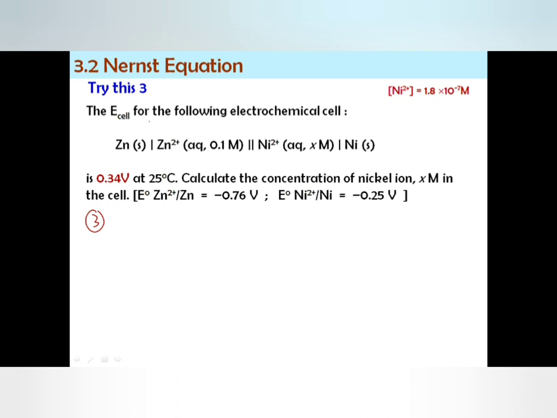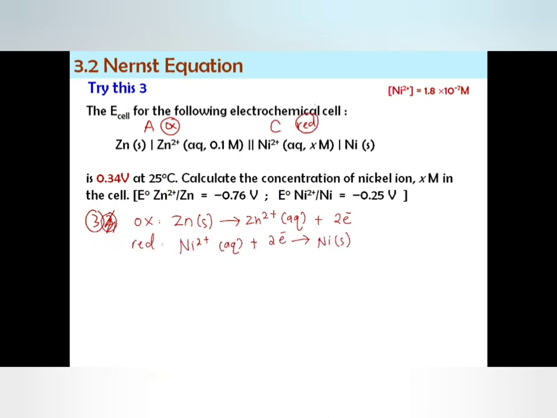So, this is anode akan berlaku oxidation. So, ada juga 3 kat sini. Okay, sorry. Zinc solid to zinc 2 plus. For oxidation. Okay, this is cathode akan berlaku reduction. So, Ni 2 plus menjadi Ni. 2 electron already can cancel. Terus dapat overall equation as this.